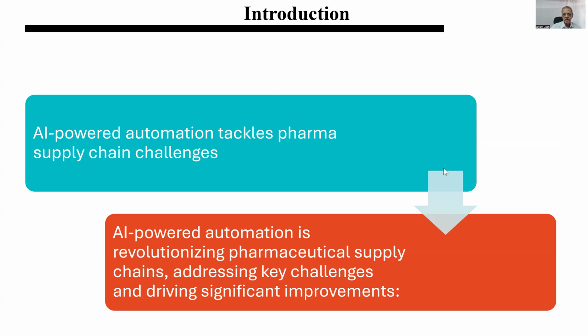So in the introduction, we are looking at artificial intelligence powered process automation and how it can tackle challenges in pharma supply chain management. Artificial intelligence powered automation is revolutionizing supply chain by addressing the challenges and driving significant improvements to achieve operational and business excellence.